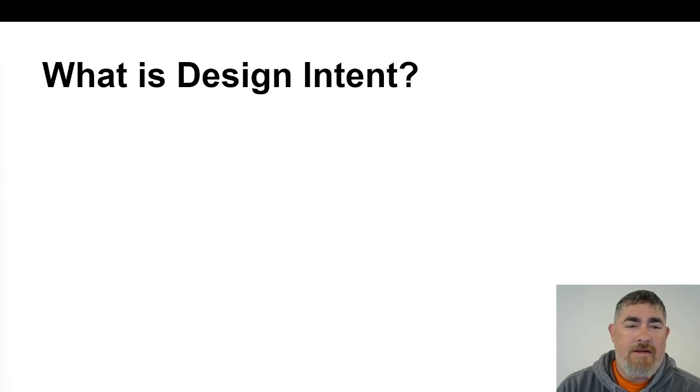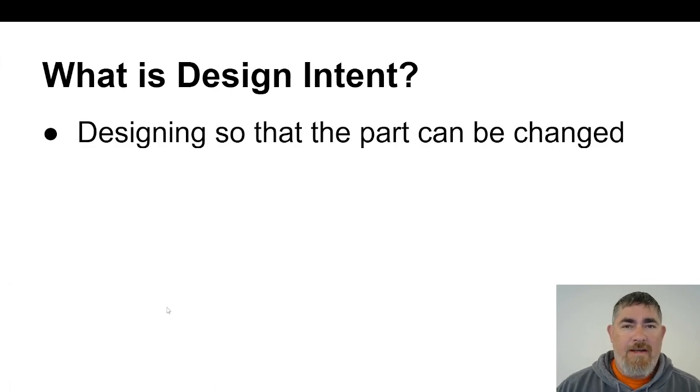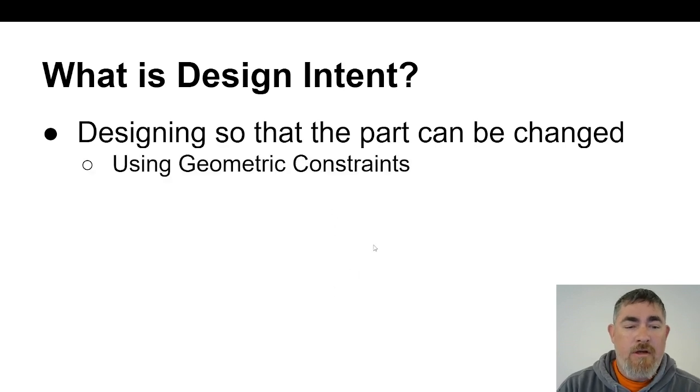So what exactly is design intent? Well, it's designing parts so that they can be easily changed while maintaining the intent, so the function of the part, while changing sizes and keeping things aligned in the ways that they should be. The way we do this is by using geometric constraints, so midpoint, equals, horizontal, vertical, collinear, things like that.